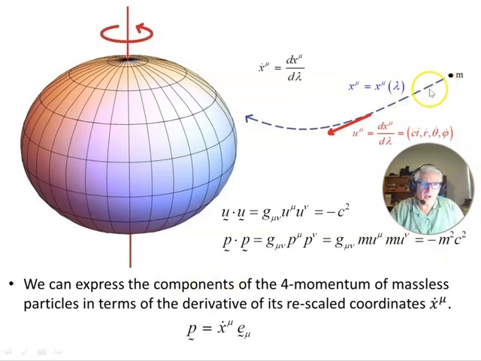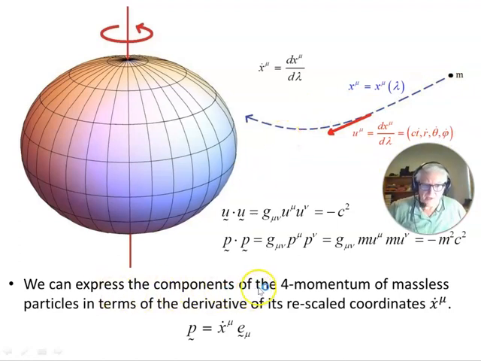Now, as I said, the motion is not restricted to the equatorial plane. We're looking at motion in general now. So we need to come up with expressions for ct dot, r dot, theta dot, and phi dot. And that would allow us to plot at least the spatial part of the motion of the particle.